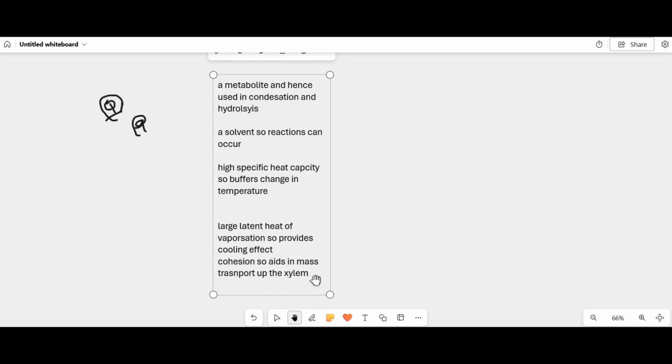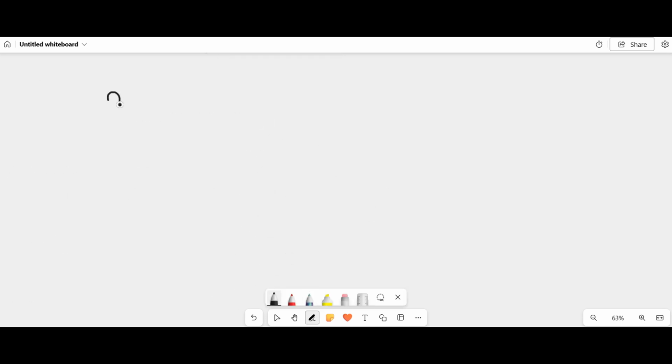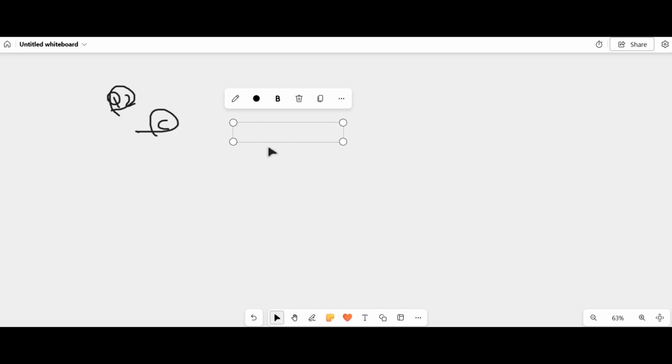Question 2C. State and explain the property of water that can help to prevent temperature increases in the cell. So that's going to be a high specific heat capacity. It's going to help buffer temperature, so it's going to buffer changes in temperature.